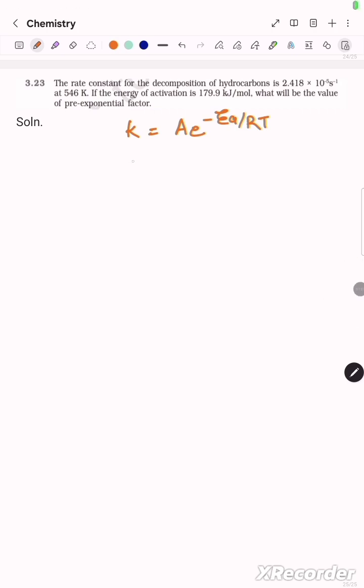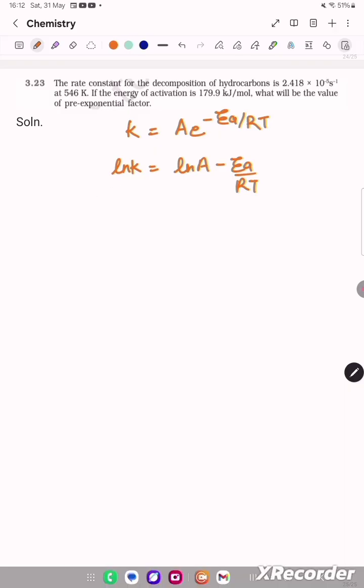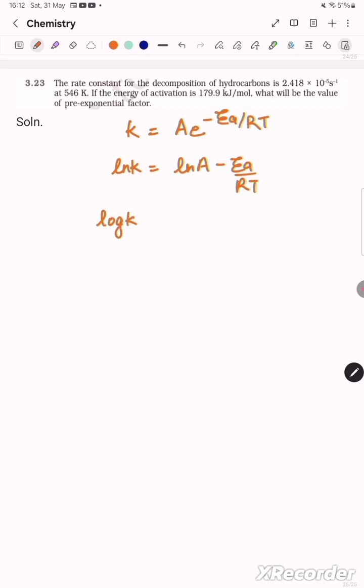Now we will write it in the form of natural log, that is ln K is equal to ln A minus Ea by RT, and further we convert it into log because we have to find out the value of A. So log K is equal to log A minus Ea by RT multiplied by 2.303.